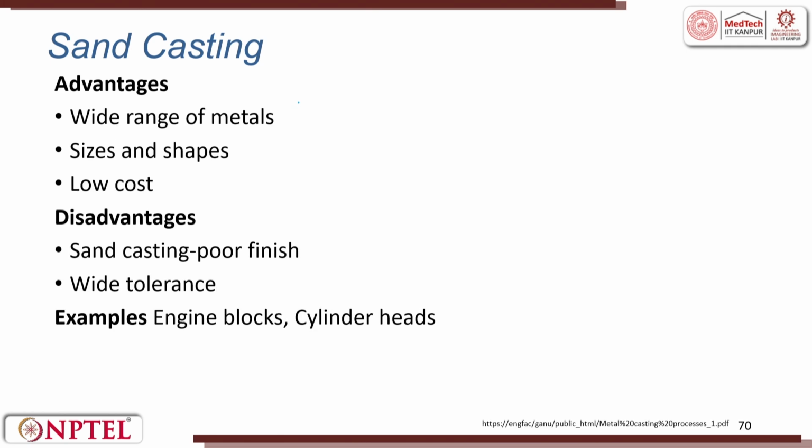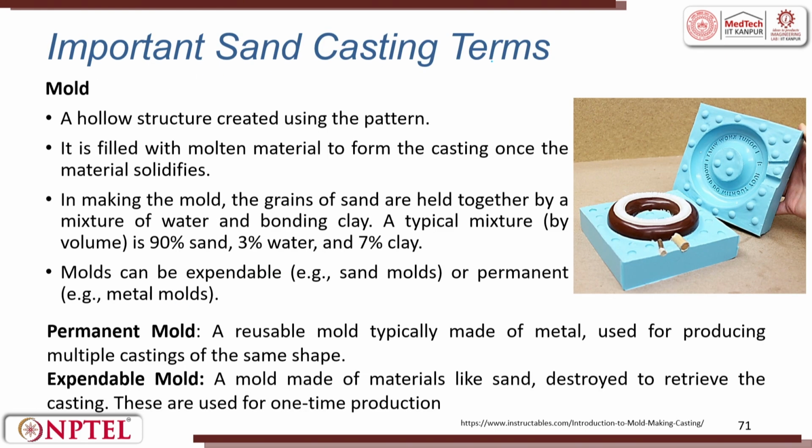Testing of casting is done for various defects. So, the advantages of sand casting we have seen: a wide range of metals can be sand casted. The shape and size play an important role. It is low cost. When there are large sizes, sand casting is the only option. When we talk about the disadvantages, sand casting leads to poor surface finish and it has wider tolerance. Now, let us try to see the important sand casting terms.